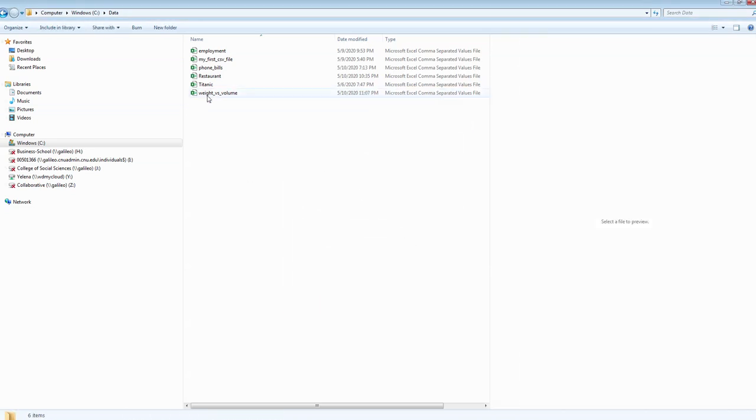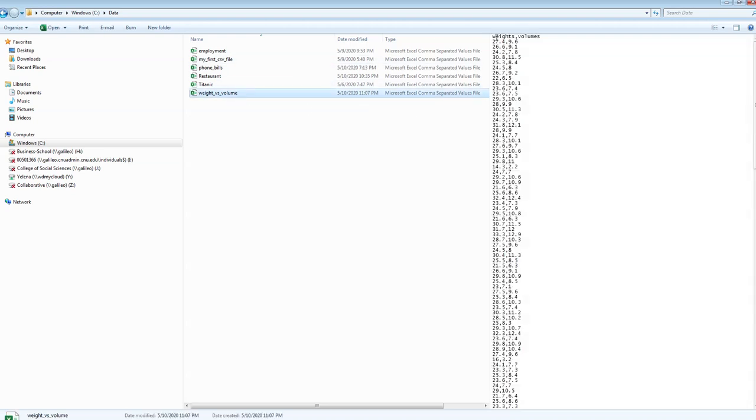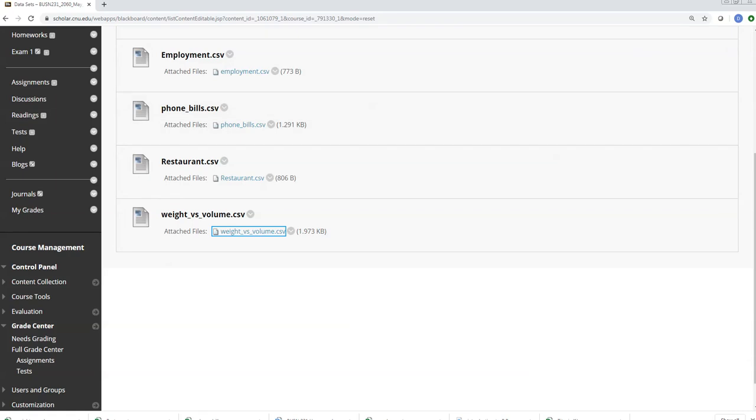So you can guess that I have two columns now in my data. Here's my preview. I have my weights and I have volumes. Weights are measured, I don't know, in ounces, for example, and volumes are measured in cubic, probably not feet, that's too large. Cubic inches, let's say, whatever it is.